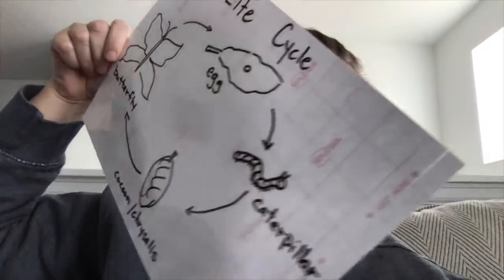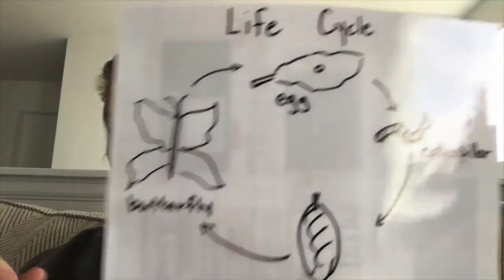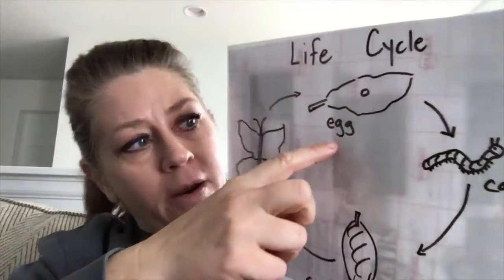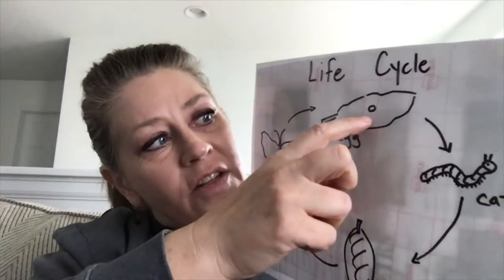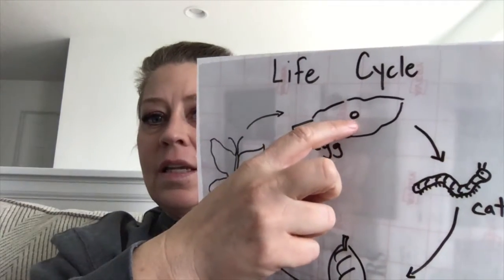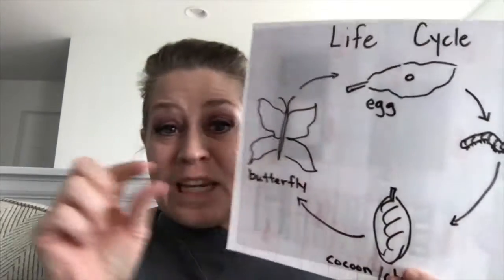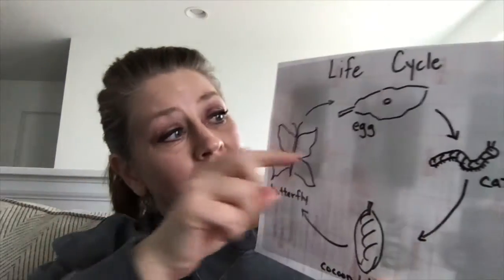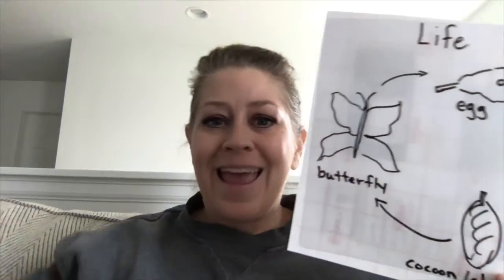So here's our life cycle. Let me see if I can get a paper behind this and maybe it'll help a little bit. The very first part of the life cycle of a butterfly is the egg. It starts as a little tiny egg, and inside of that is a little teeny bitty caterpillar. So do you see what letter that starts with? It's an E, egg. Let's tap it out.